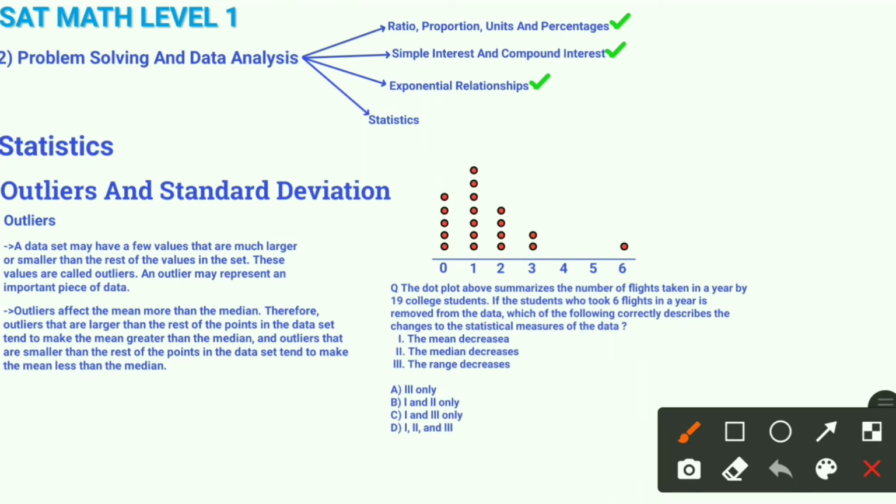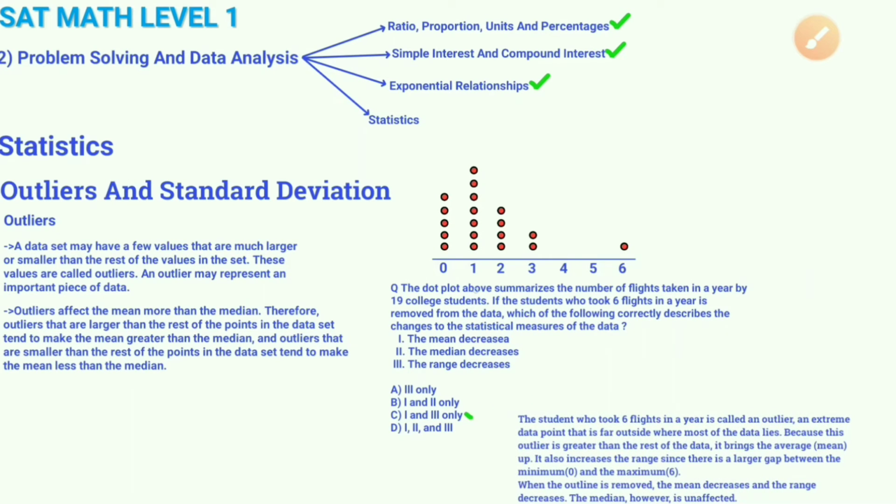For example, a dot plot above summarizes the number of flights taken in a year by 19 college students. If the student who took 6 flights in a year is removed from the data set, which of the following correctly describes the changes to the statistical measures of the data? So this right here is an outlier, okay, because it is different from the rest of the data. The mean decreases, yes, of course, it affects the mean and it affects the range as well, but it doesn't affect much the median. The median would look the same. So it affects the mean and the range. So the answer is C.